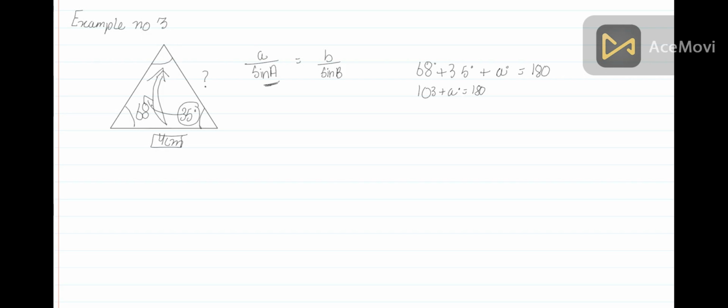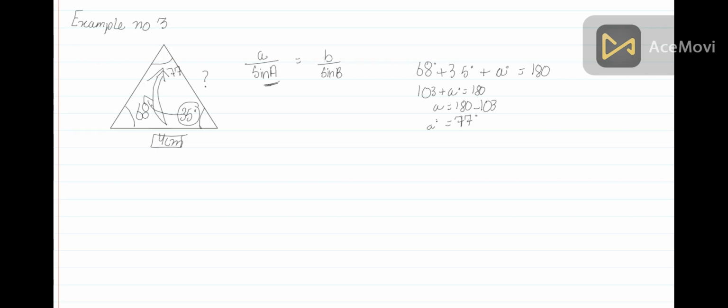And now if you subtract 180 minus 103, you will get 77. So the 8 degrees would be, sorry, 77. Okay, so here this angle is given to you, that is 77.